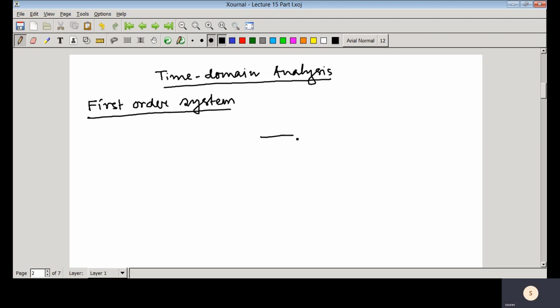So here you have a system with the transfer function, say, a by s plus a, and you have applied one input, and we are interested to find what would be the output. So this is that system, and in this particular analysis we will be considering three input signals.